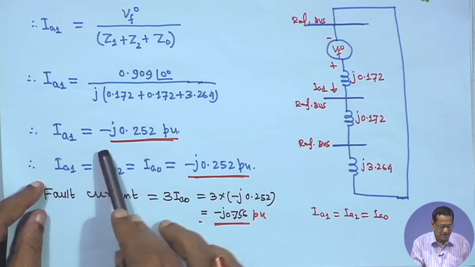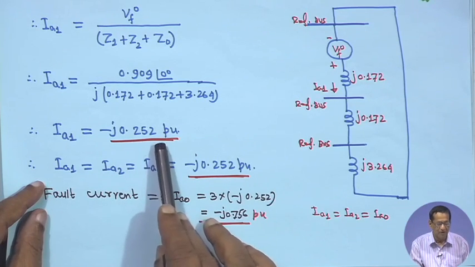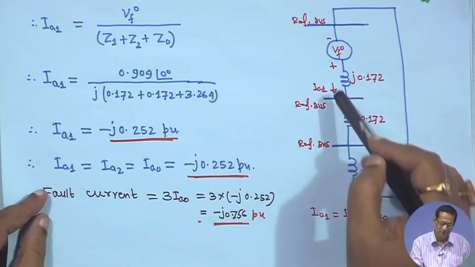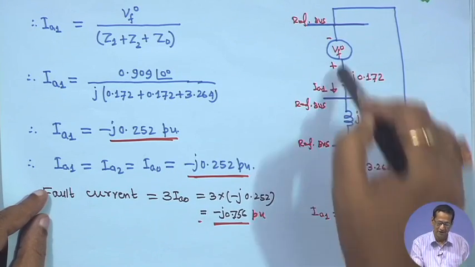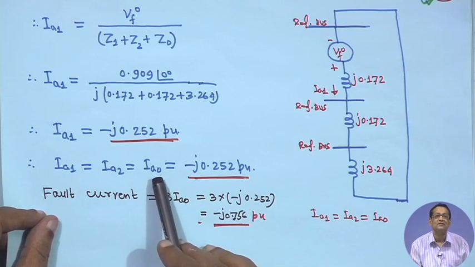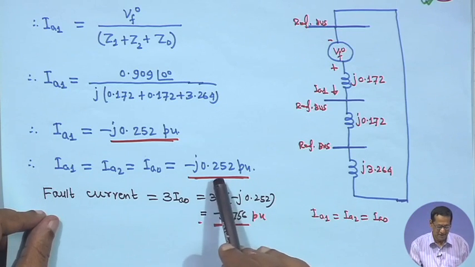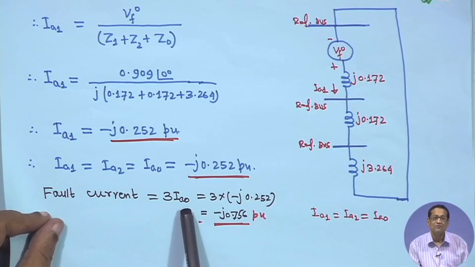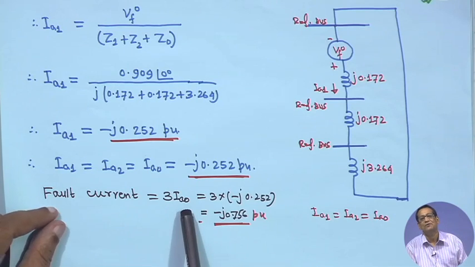So, I A is equal to minus J 0.252 per unit. I A 1 is equal to I A 2 is equal to I A 0, because it is a series circuit. So, I A 1 is equal to I A 2 is equal to I A 0, that is minus J 0.252 per unit. Therefore, fault current is equal to 3 I A 0. This we have seen before.